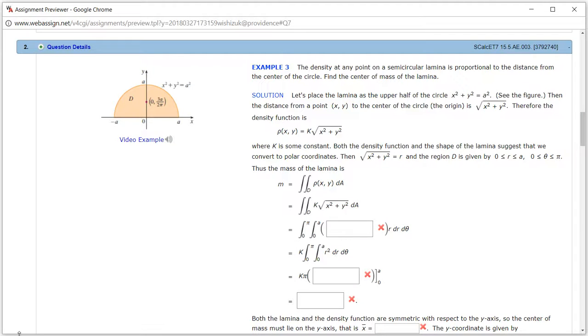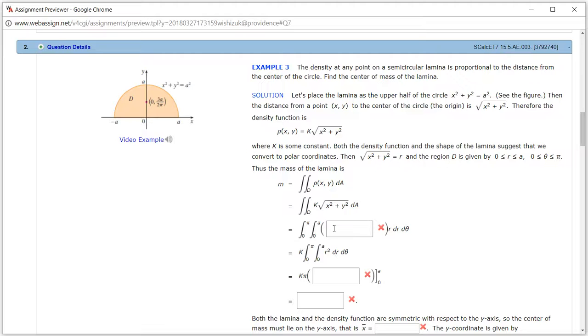Alright, let's look at homework 15.5, problem number 2. We have a half disk region here, and we want to find the mass first. Mass is simply the double integral of the density over the region D. And the density is given to be k times the square root of x squared plus y squared.